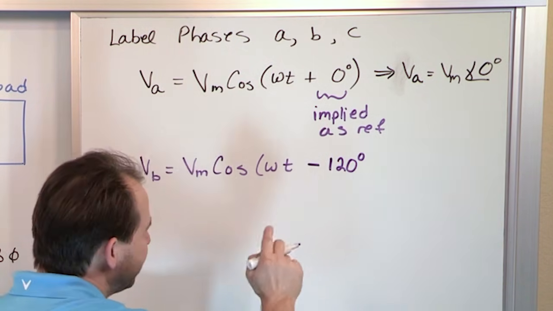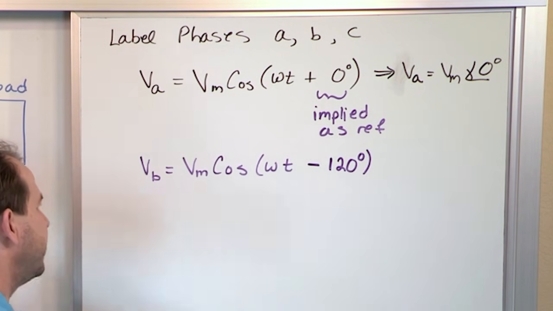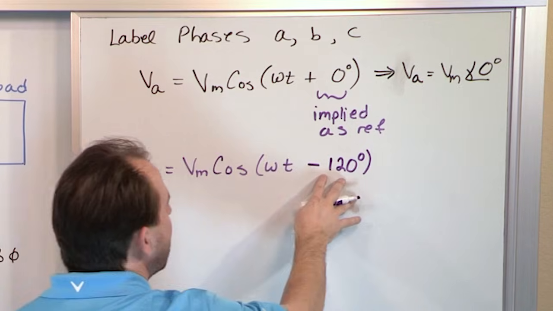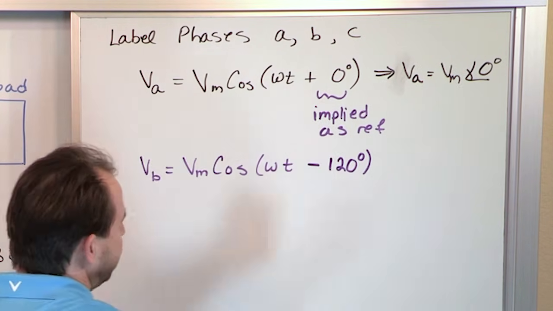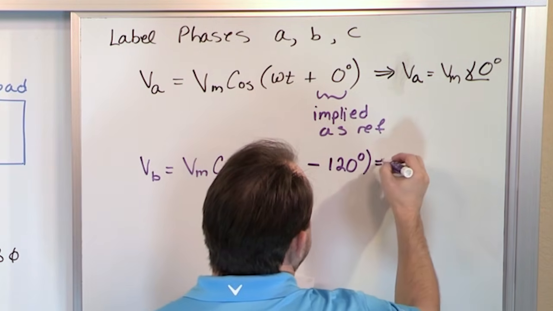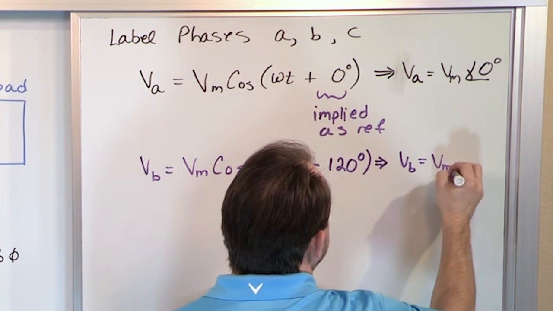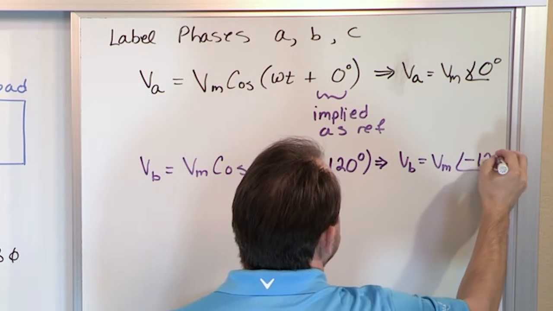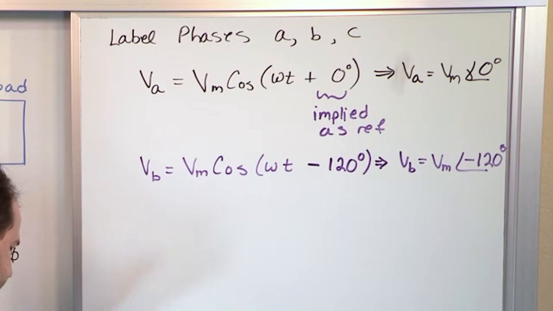Okay? And I'm going to draw a picture to help you with that. For now, just let me get through the rest of the lesson, and then I'll explain a little more why. We don't call it positive 120 here, we call it negative. But anyway, phase B is separated from phase A by 120 degrees. It's just that we went in the negative direction. So phasor B is equal to the magnitude at an angle of negative 120 degrees, right? That's what we're going to have.